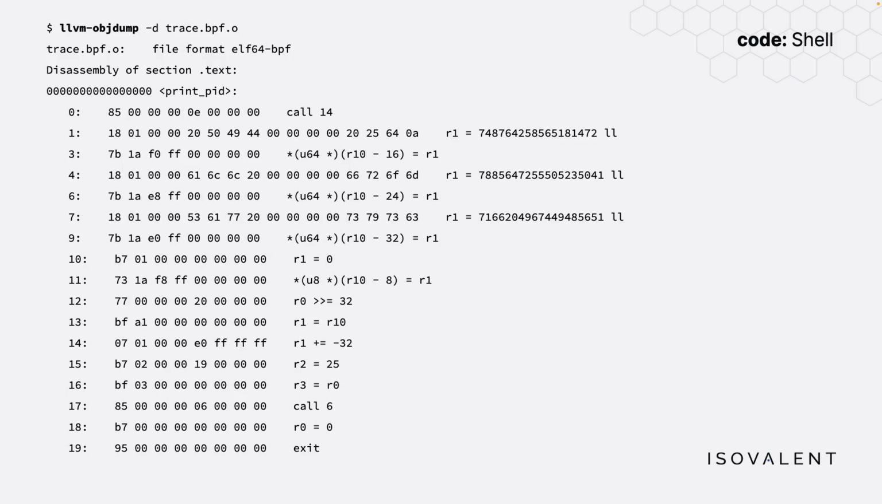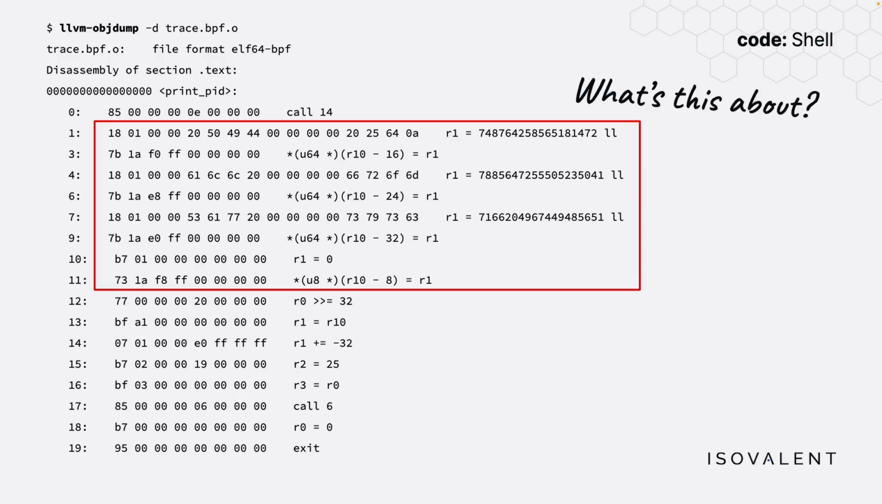As a side note, you don't have to do this manually. There is a program called LLVM objdump, which works with eBPF and can give you a load of information about what these things are, and it will do this translation for you. We can see here that the first line is call 14. But if you're looking at this, you might wonder what the rest of this stuff is. In particular, what's all this about?